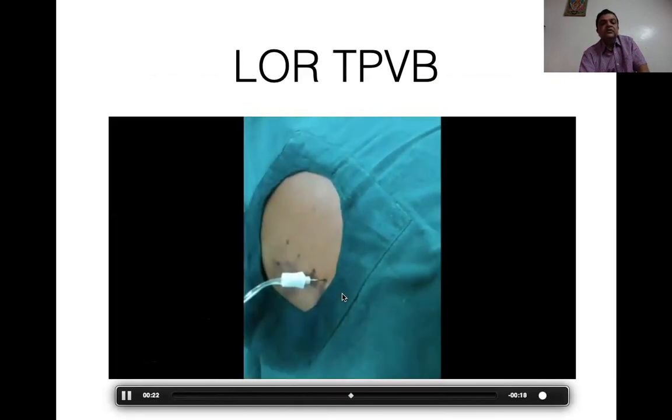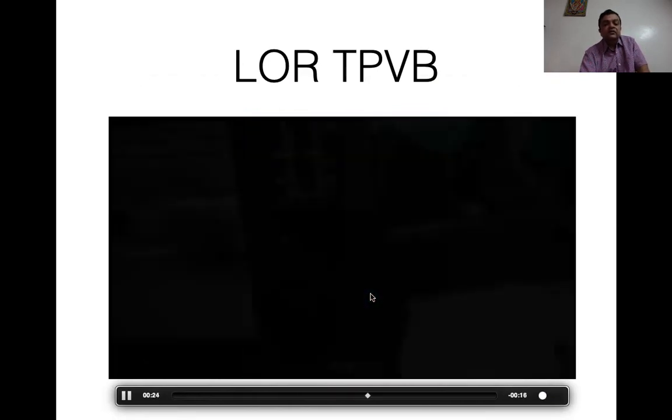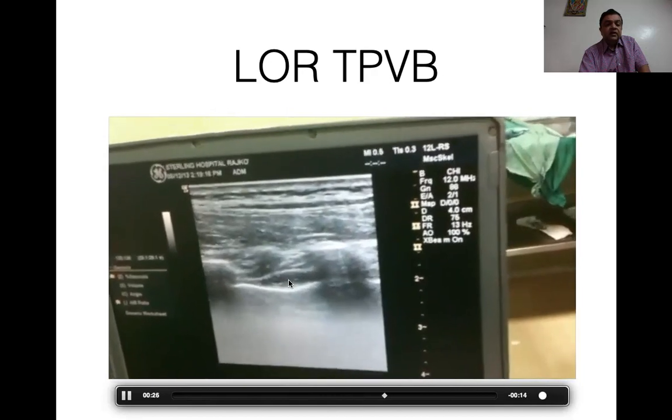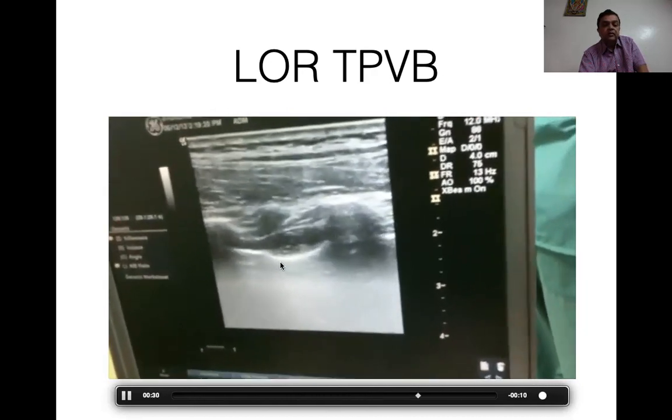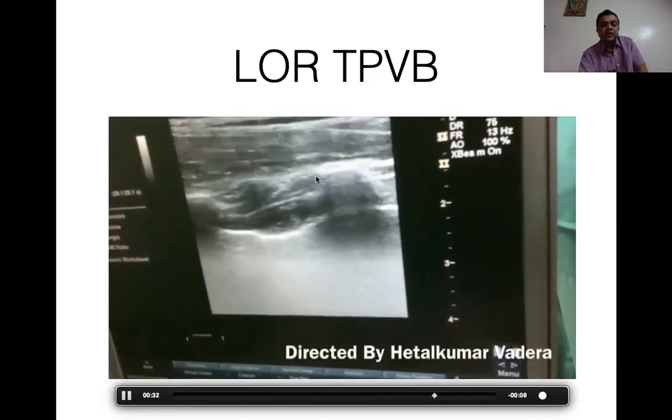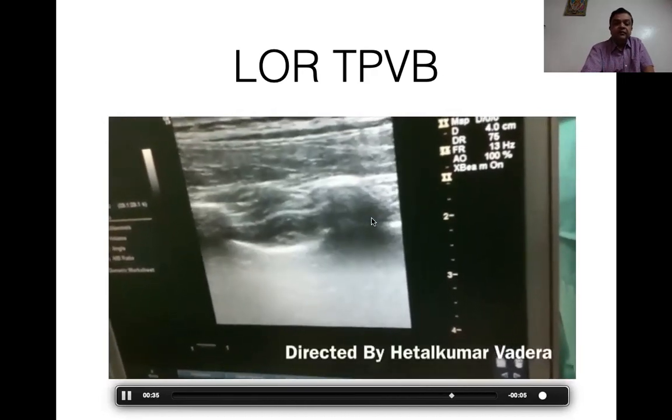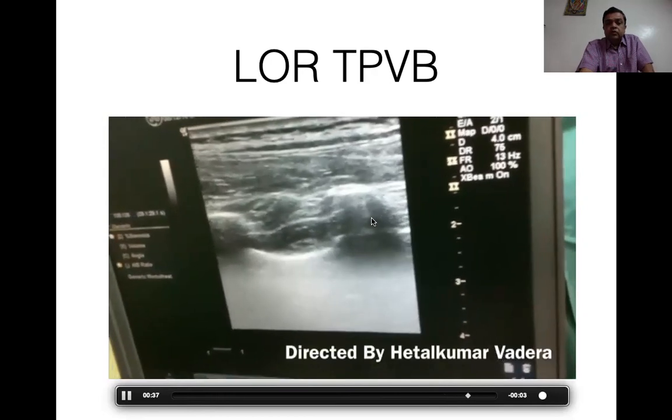And here you can see this is the loss of resistance. Once we feel it, we started injecting the drug and watched on the ultrasound, and you can see this is the superior costotransverse ligament and this is the pleura. These are the transverse processes, and the drug is spreading nicely between the two. So this is how you can give LOR thoracic paravertebral block.